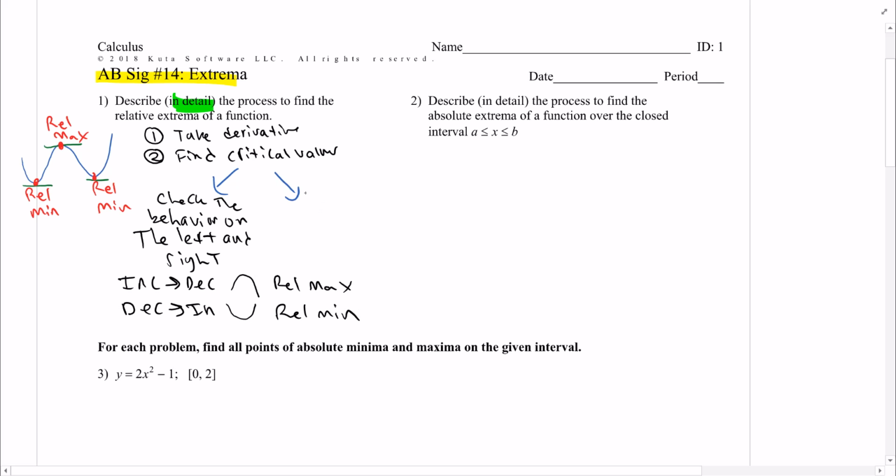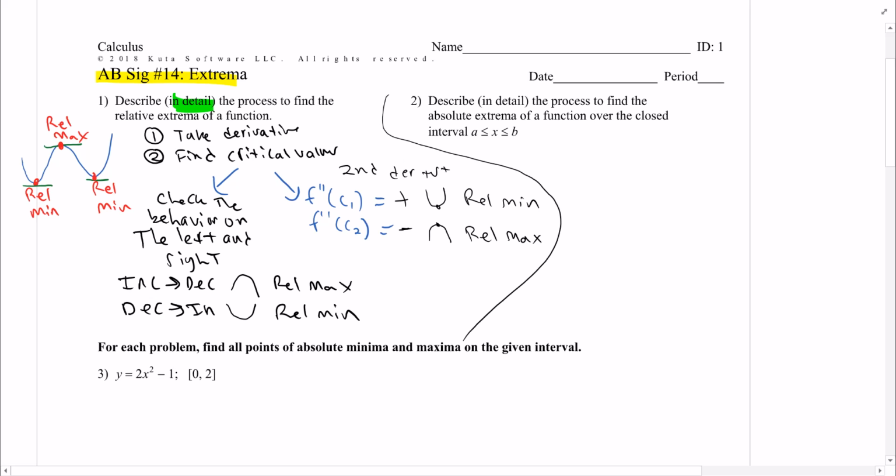The second way we could do this at this point is to take the second derivative at the critical values. If there's two critical values, then we plug them into the second derivative. If we get a positive number, that means the function is concave up at that point, which means we have a relative minimum. If it's negative, then we have concave down, which means it's going to be a relative maximum at that point. So this is the second derivative test for max and min.